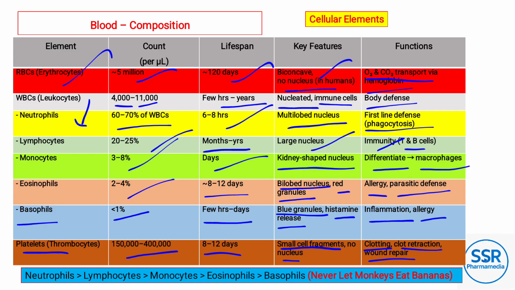If you see the percentage present in the blood, first is the neutrophils, more than lymphocytes, and lymphocytes are more than monocytes, monocytes are more than eosinophils, eosinophils are more than basophils. So this mnemonic: never let monkeys eat bananas. N is neutrophil, L is lymphocyte, M is monocyte, E is eosinophil, B is basophil. This is the order in which they are present in the WBC and in blood.